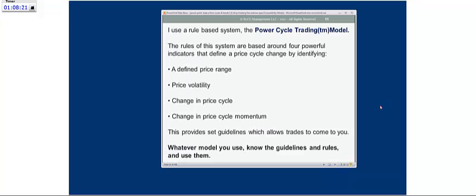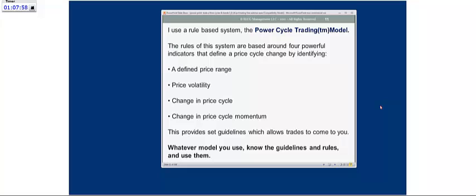And what I use is a rule-based system, which is called the Power Cycle Trading Model. The rules for this system are based around 4 powerful indicators that define a price cycle change, and that's done by identifying defined price range, price volatility, and change in price cycle, and then uses price cycle momentum.